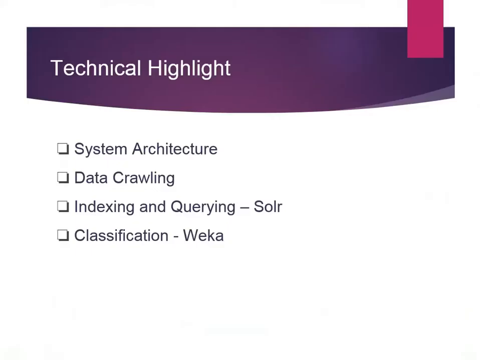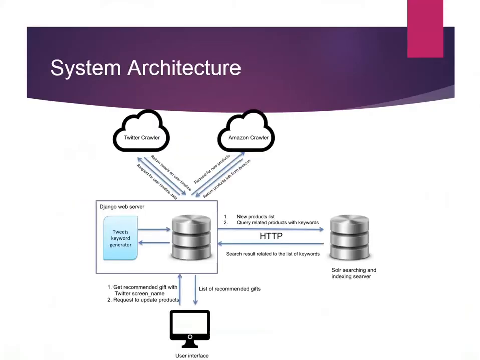Technical highlights of this project include the system architecture, data crawling from two sources, Twitter and Amazon, indexing and querying in Solr, and classification with Weka. This application uses two servers: Solr for indexing the data of Amazon gift information, and Django to run other business logic. It works as follows.